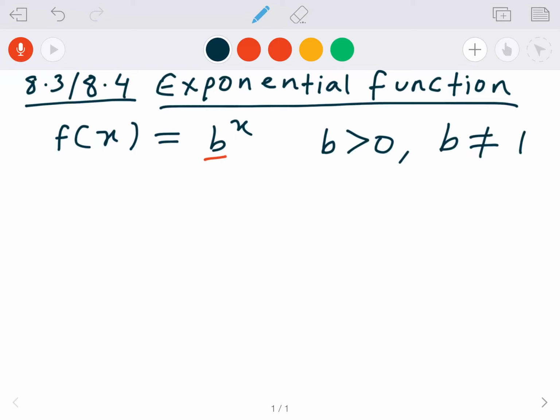All right, so that means, if we have f of x equals 2 to the power x, then yes, this is an exponential function, because in this case the b we have here is 2. So this 2 is greater than 0 and it is not equal to 1, right? So this is an exponential function.